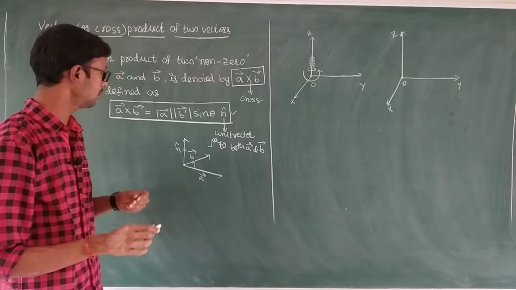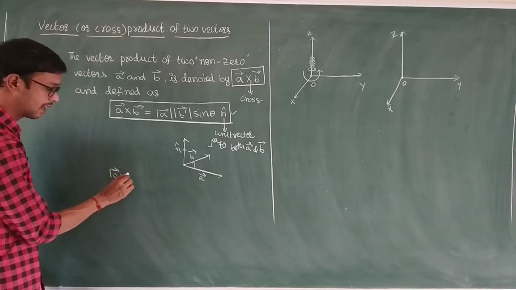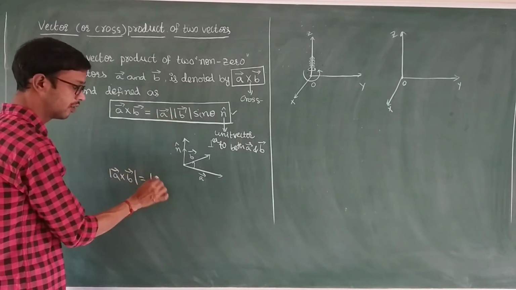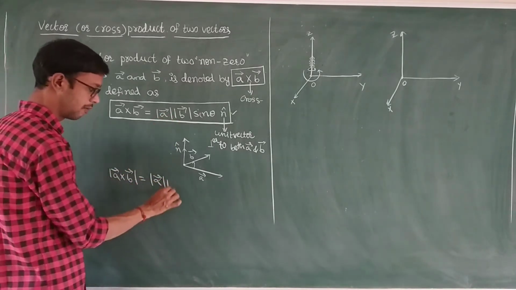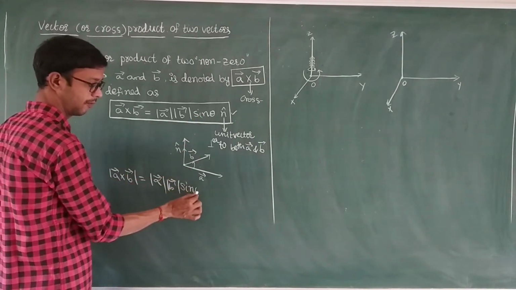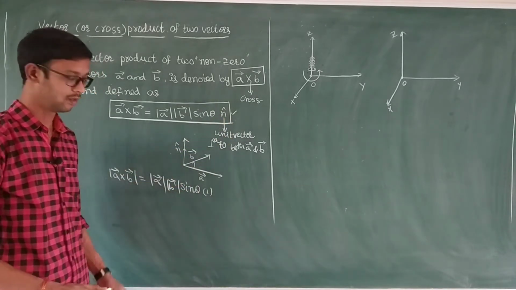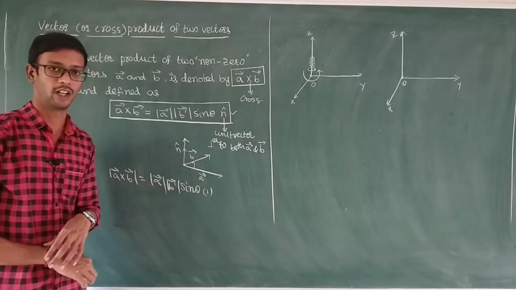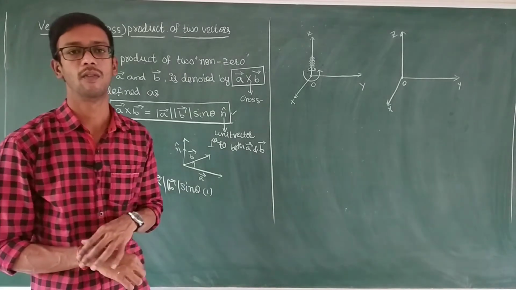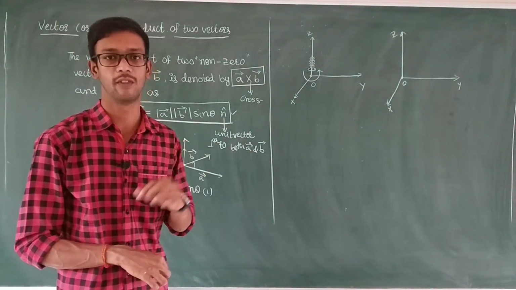Next, how will you find the magnitude of A bar cross B bar? It is the magnitude of A bar, the magnitude of B bar, and sin theta only. The unit vector has magnitude 1. So this is the definition of the vector product of two given vectors.